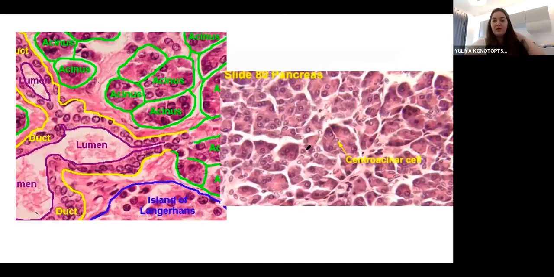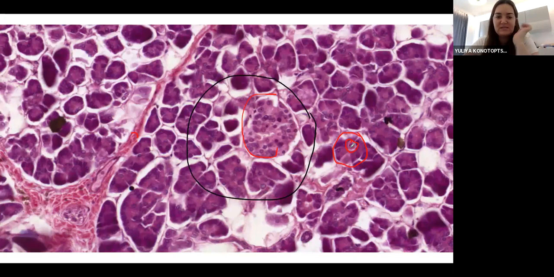If we go back, this is a perfect example of a centroacinar cell. These ones, centroacinar cell. These ones, centroacinar cell. Just individual cells sitting in the center of your acinus, they are centroacinar cells, and they are lining the intercalated duct, right?